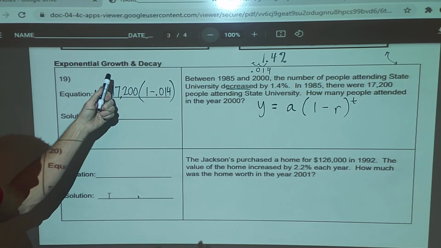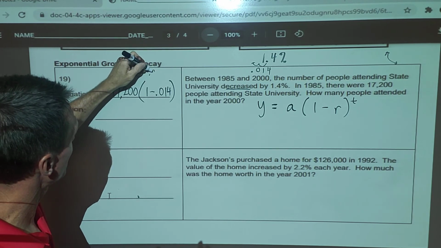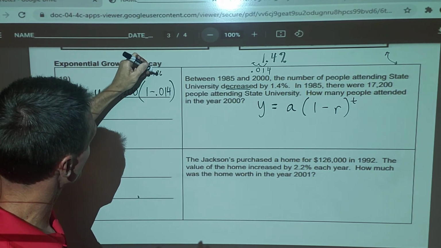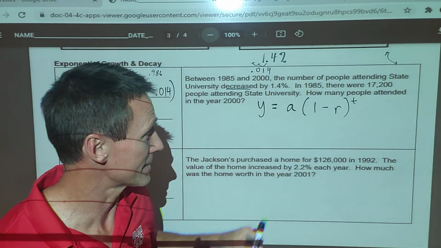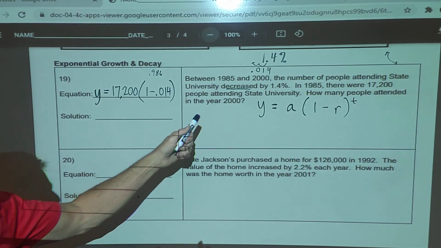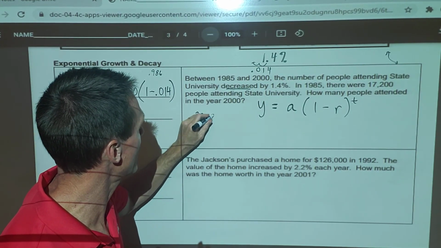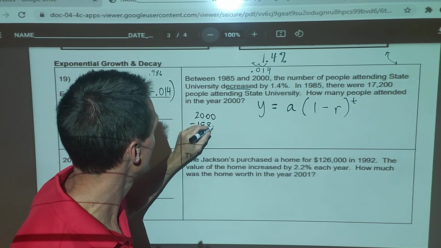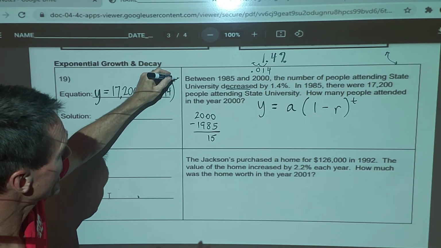And if you simplify this, that's perfectly fine as well. Instead of 1 minus that, we would have 0.986. So if your teacher wants you to leave it as simplified as possible, you would have 0.986 inside. Now T for our exponent is the number of years. If we subtract 1985 from 2000, we will end up with 15 years. So that is my exponent.